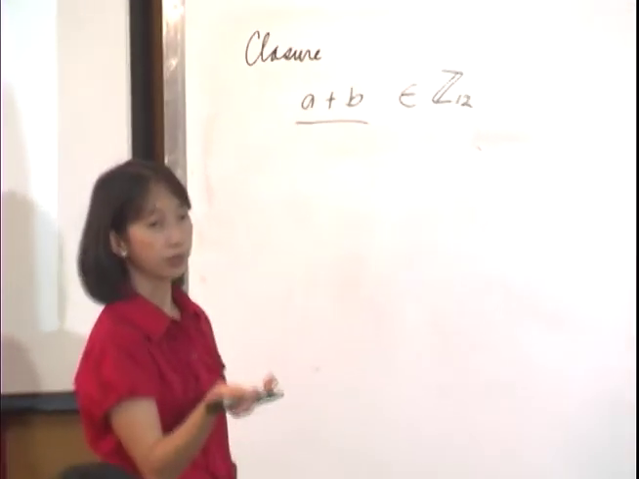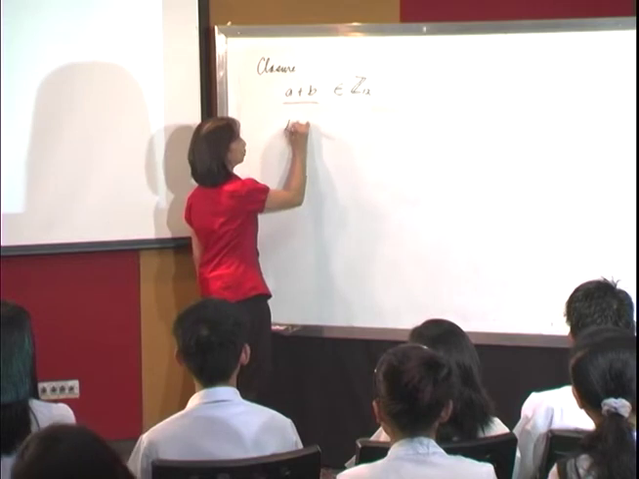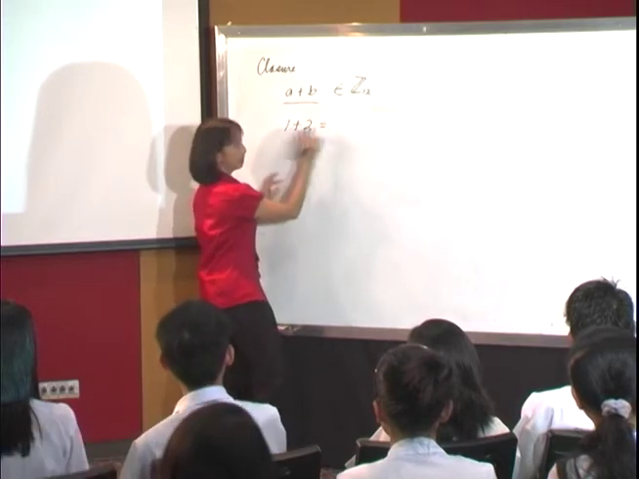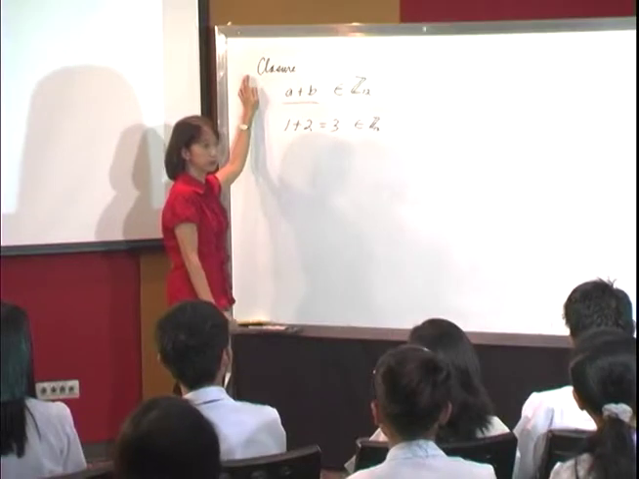within our Z12? Okay, can you give me any two elements of Z12? Yes, Venan? We can have two elements, 1 and 2. Okay. 1 plus 2, what do we have here? 3. Is 3 an element of Z12? Yes. Okay. So if we take any two elements and get their sum, will we always land at an element within set Z12? Yes. Therefore, we can say that Z12 is closed.